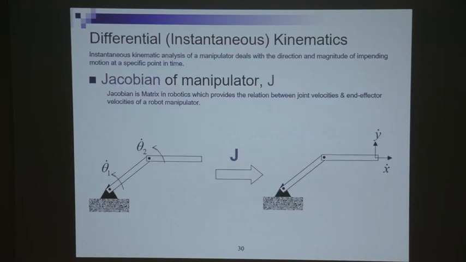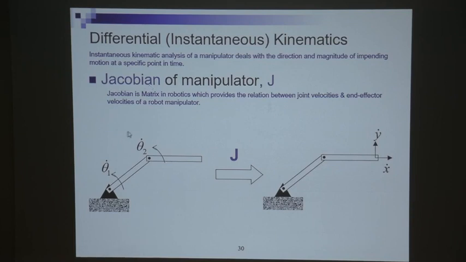You also need to know something called differential or instantaneous kinematics. The word instantaneous implies that this is at a specific point in time. The instantaneous kinematic analysis of a manipulator deals with the direction and magnitude of the impending motion at a specific point in time. So we are interested only in that particular point in time when we talk about differential or instantaneous kinematics. When we talk about this, we need to know the Jacobian of the manipulator.